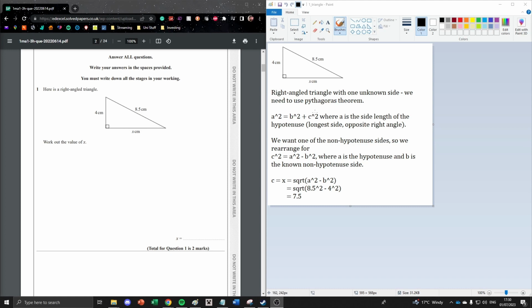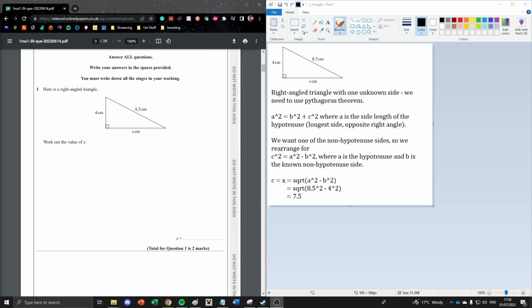So of course we just need to apply Pythagoras' theorem, that is a squared equals b squared plus c squared, where a in this case is the length of the hypotenuse, the longest side of the right angle triangle, and b and c are the two shorter side lengths. In this case, of course, we're looking for a short side, so we're going to use c, so we just have to rearrange this equation to make c the subject.